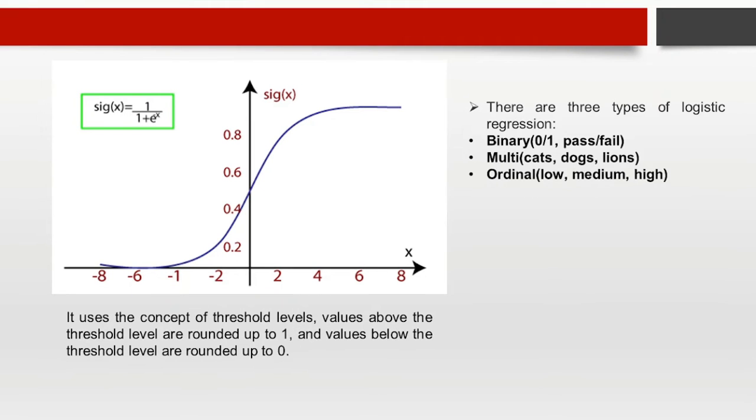So when we provide the input values to the function, which we call data, it gives the S curve as you can see in the figure. It uses the concept of threshold level. Values above the threshold level are rounded up to 1 and the values below the threshold level are rounded down to 0. There are three types of logistic regression: binary, 0 or 1, pass or fail; multi, cats, dogs, lions; ordinal, low, medium or high.